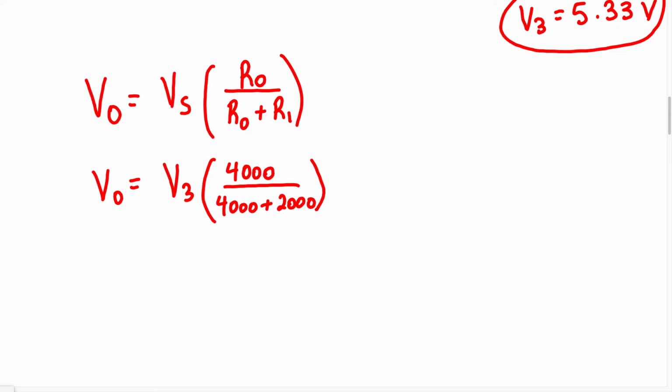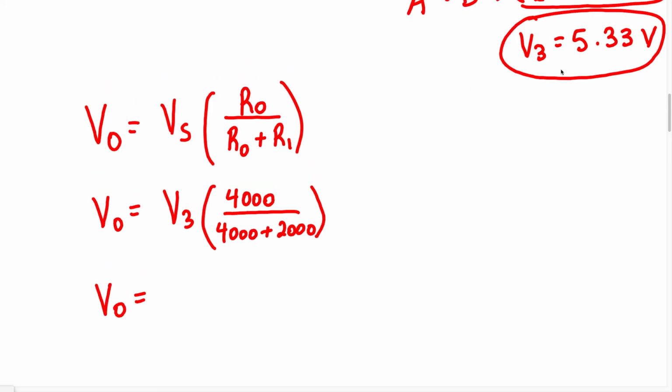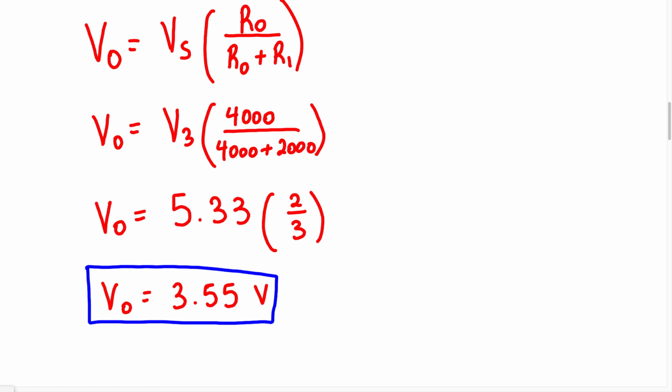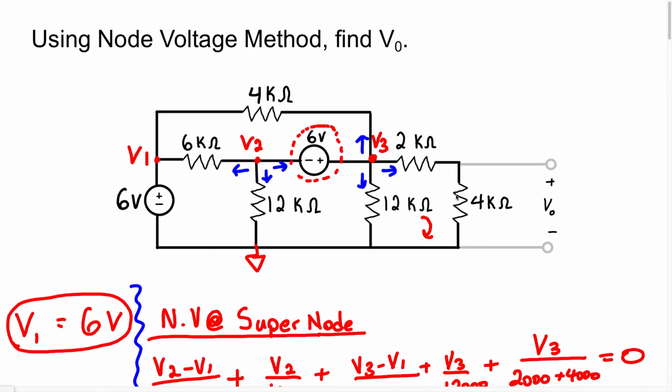Okay, now we can simplify this further. We know V3 is 5.33 volts, so we're just going to write 5.33. So this is going to give us 2 over 3, right? Now when we put this in our calculator, VO equals 3.55 volts. So this is going to be our answer for this particular problem. The voltage VO equals 3.55 volts, and that's going to be the voltage across this 4K resistor right here.